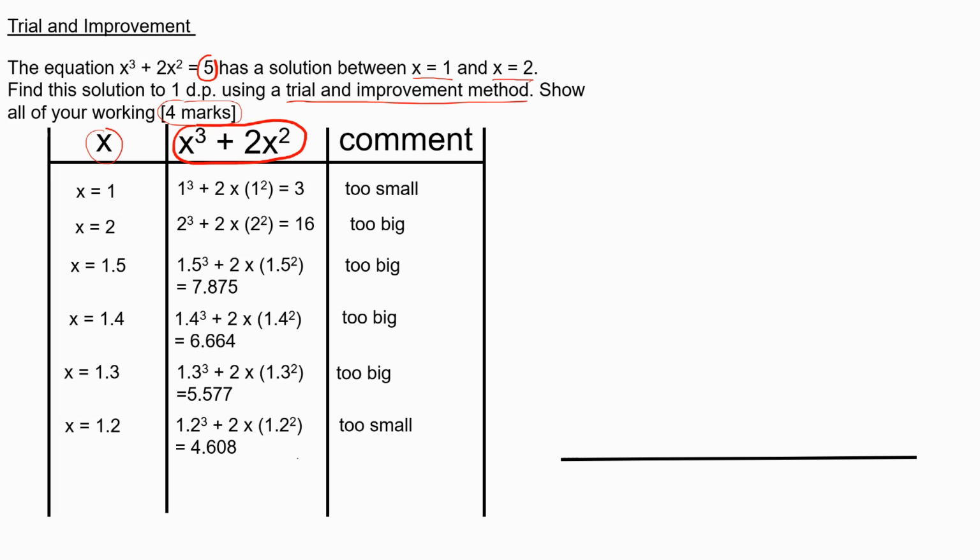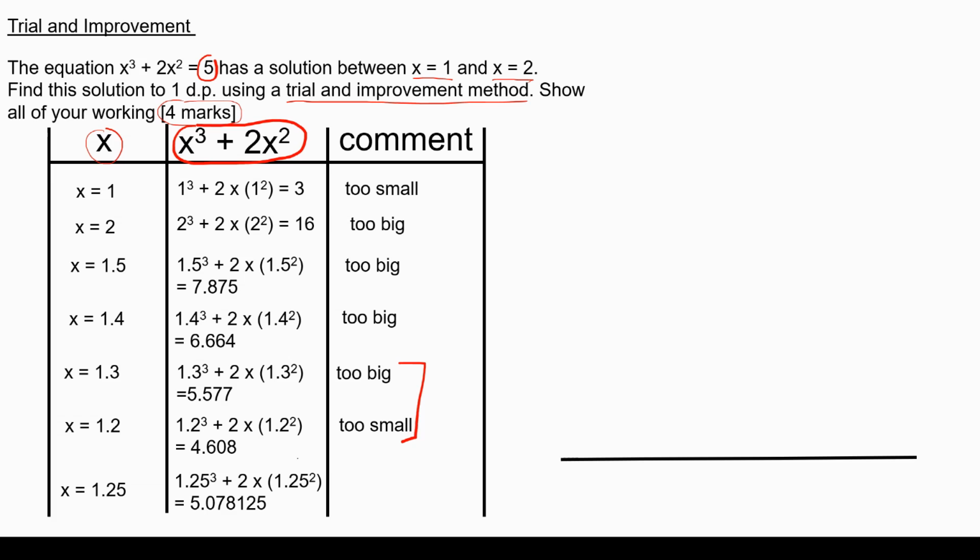Now that we've gone to 1 decimal place, and we can see that we're going from too big to too small, we know the real solution is somewhere between 1.3 and 1.2, but we only want our answer to 1 decimal place. So either our answer is x equals 1.3 or x equals 1.2. And to decide, we need to go halfway between 1.3 and 1.2, which is x equals 1.25, and then substitute this into the equation. We do that and we get 5.078125, which is ever so slightly too big.